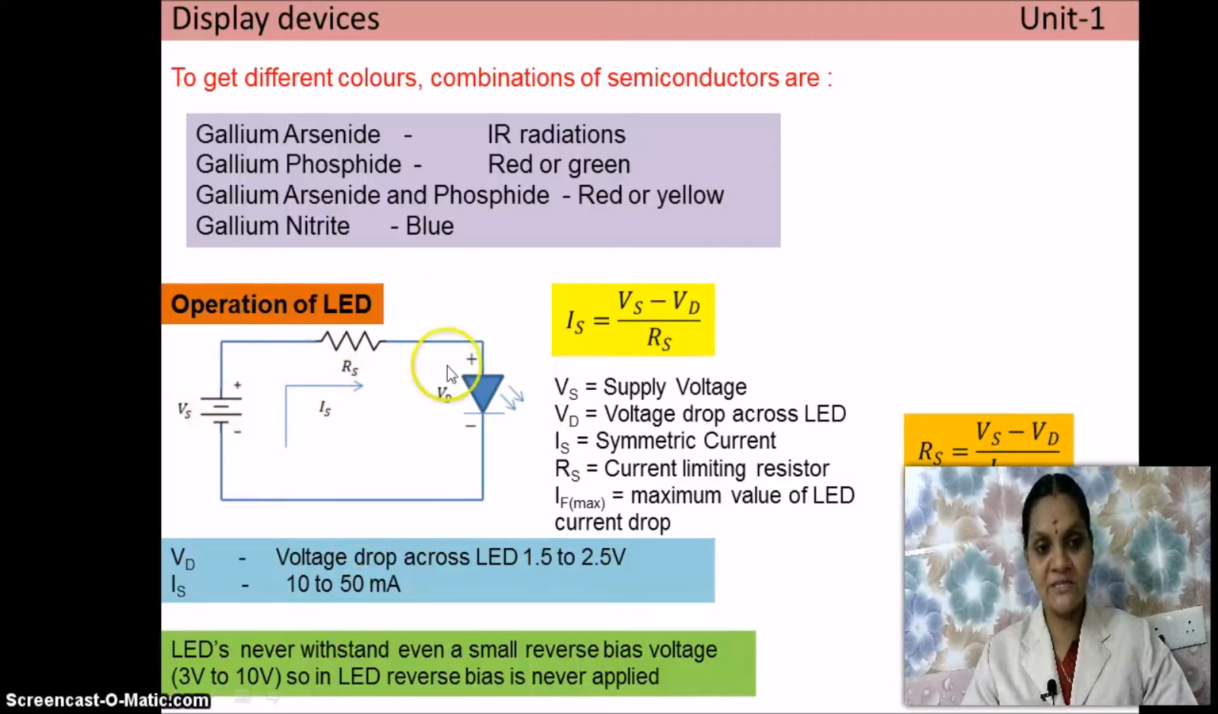In order to limit the current flowing through the LED, in order to safeguard the LED, there is one resistance connected in series, that is called the current limiting resistor or series resistor Rs. Normally any device cannot be connected directly to the supply, because sudden current flowing through the device may damage it. In order to protect the device, some series resistance is connected, so that it limits the current flowing through the LED and the device will be protected.